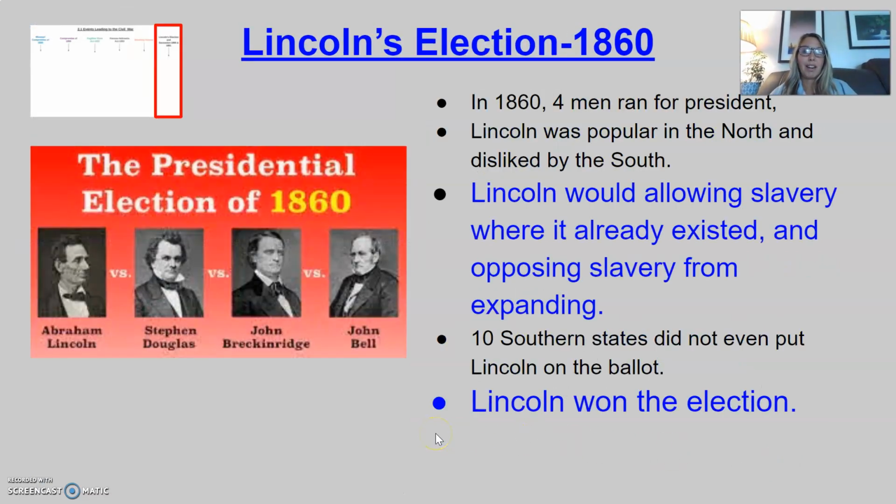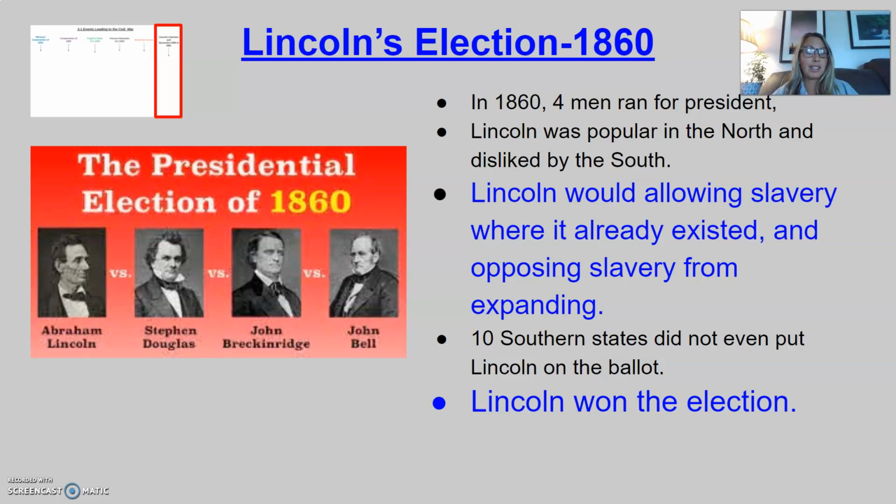Our last two topics are Lincoln's election and the South leaving. So Lincoln's election in 1860 was very controversial. There were 4 people that were running for president, and Lincoln was very popular in the North and disliked in the South. The thing that we don't always hear about Lincoln is Lincoln actually would allow slavery where it already existed, but he opposed it from getting bigger. So enslaving people, he said if it already was there, he was okay with keeping, but he wasn't going to allow it to get bigger.